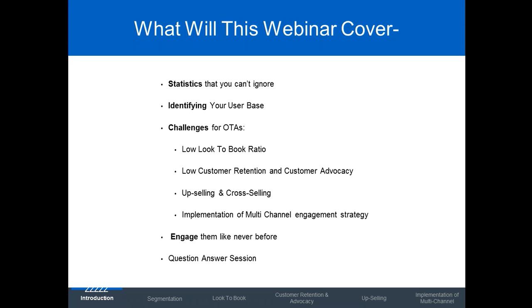Then we will follow with the challenges for an OTA. Look to book, that's a favorite topic for any online marketer, and the challenge is always to increase look to book, get the number of bookings up. The second is again low customer retention. While the internet gives the reach to a much larger level, at the same time it also allows the customer to reach out to competition within a click, which is otherwise not possible in a traditional market.